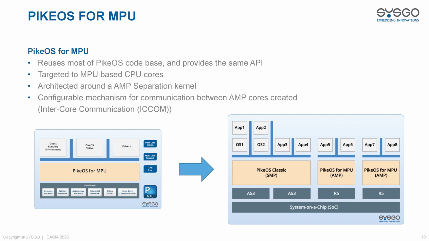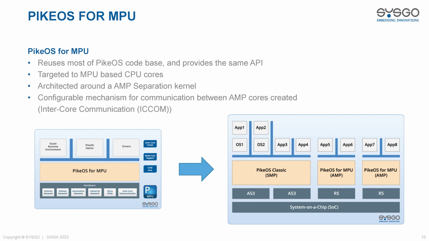All SYSGO products, PikeOS, PikeOS for MPU, and LinOS, share the same configuration tool. It's an Eclipse-based tool called CODEO. Both PikeOS and PikeOS for MPU are in the process of, or have already achieved, certification for ECSS-A, DO-178, and Common Criteria. And both of them are already in space applications.